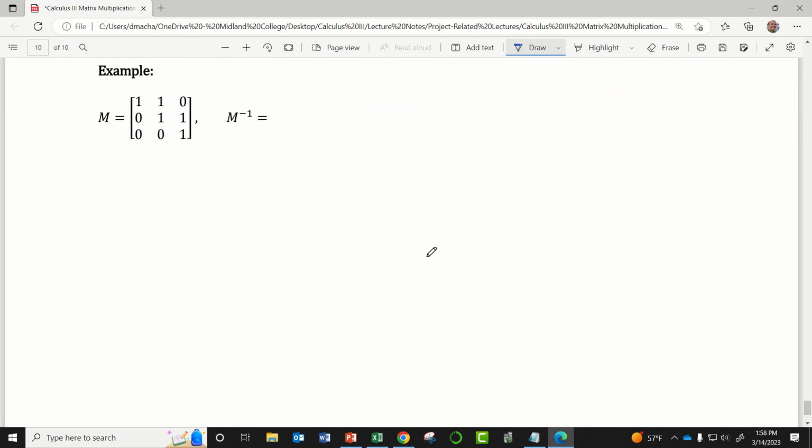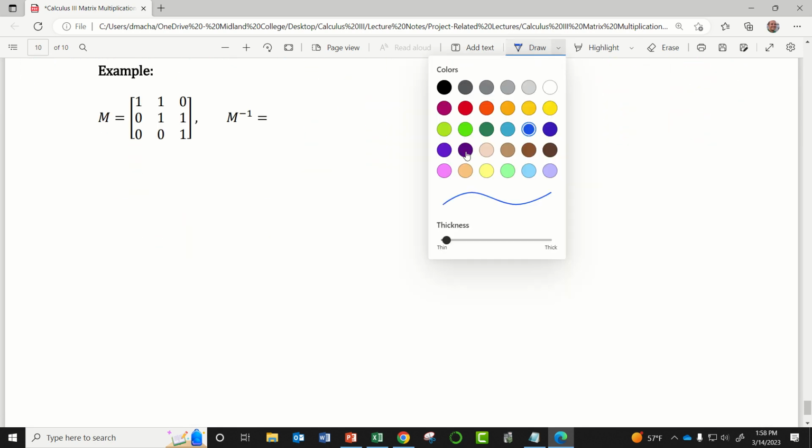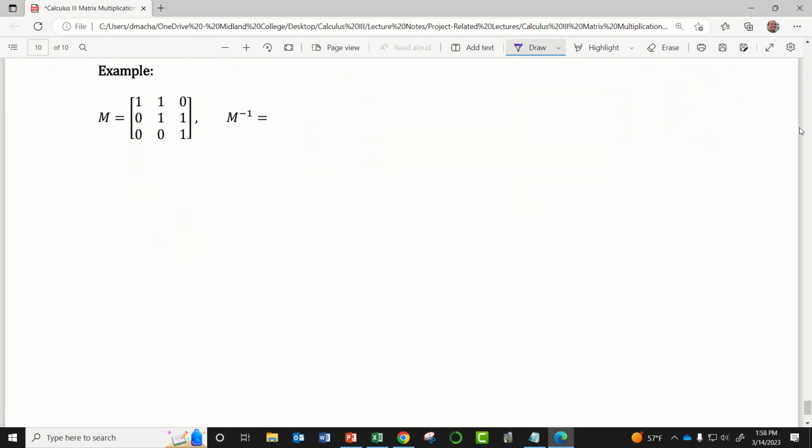I've got one more example I want to work in this video. It's slightly larger, so it might take a little bit more time, but we'll see how it goes. I've got this matrix M, which is a 3 by 3 matrix. Since it's a square matrix, it could be invertible. And since I'm giving you this and asking you to find the inverse, it's a good sign that it's probably invertible.